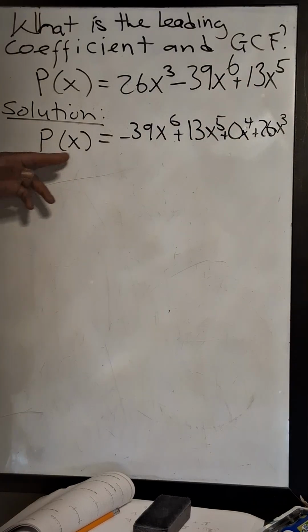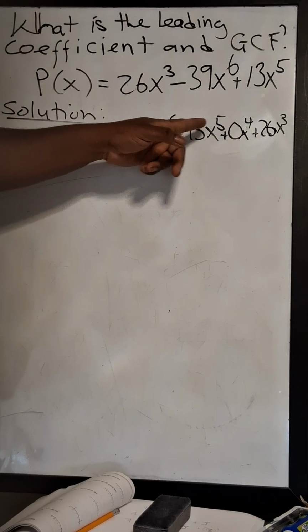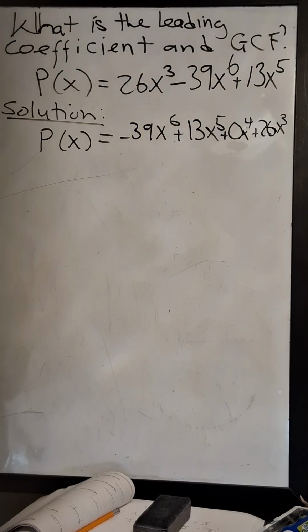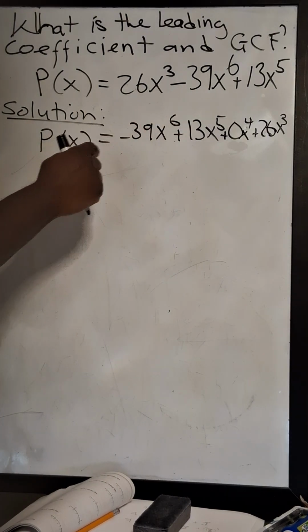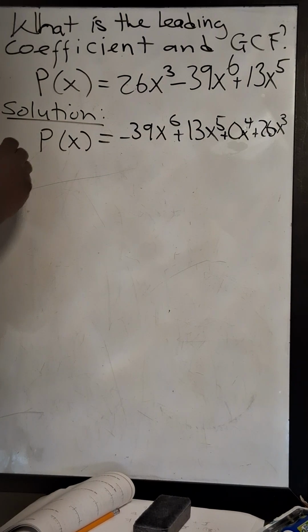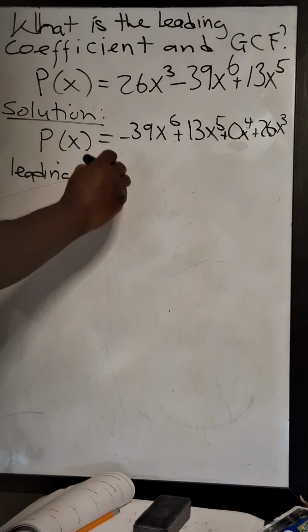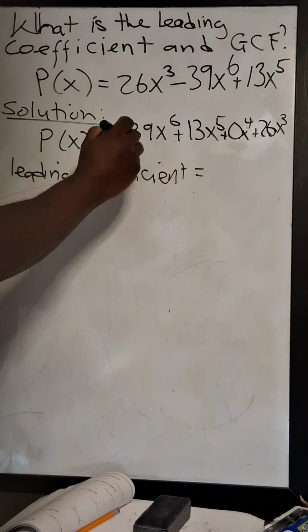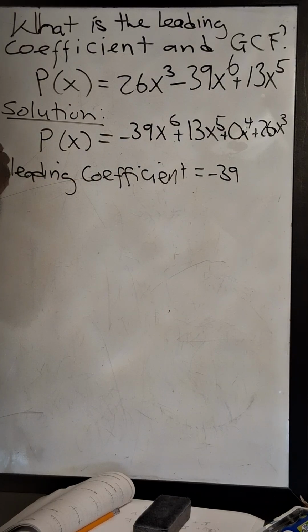Okay, so now our polynomial is arranged in the descending order. 6, 5, 4, 3. This is a placeholder. It doesn't change the problem, okay? So our leading coefficient is the term with the highest power, okay? So our leading coefficient is negative 39, okay? That's the leading coefficient.